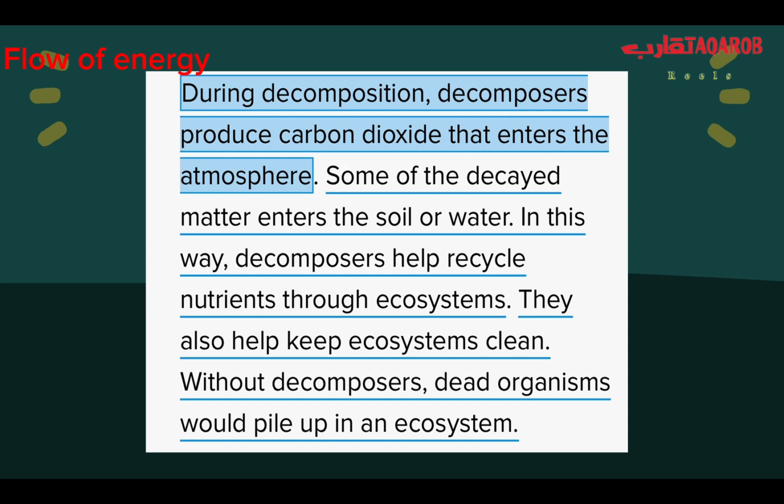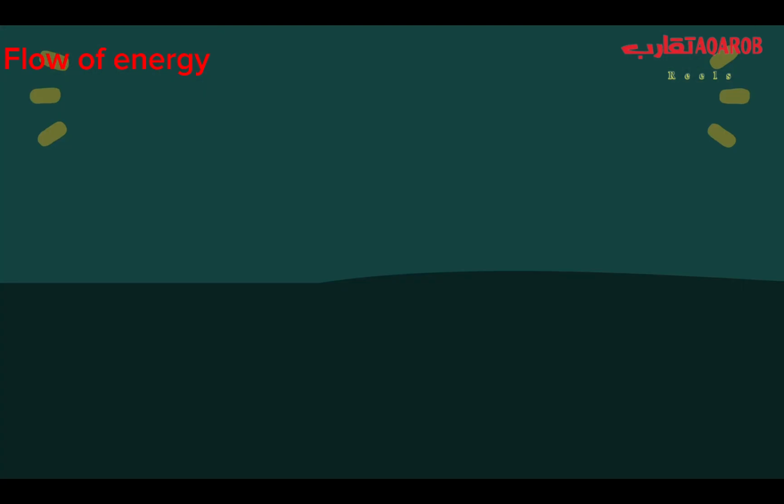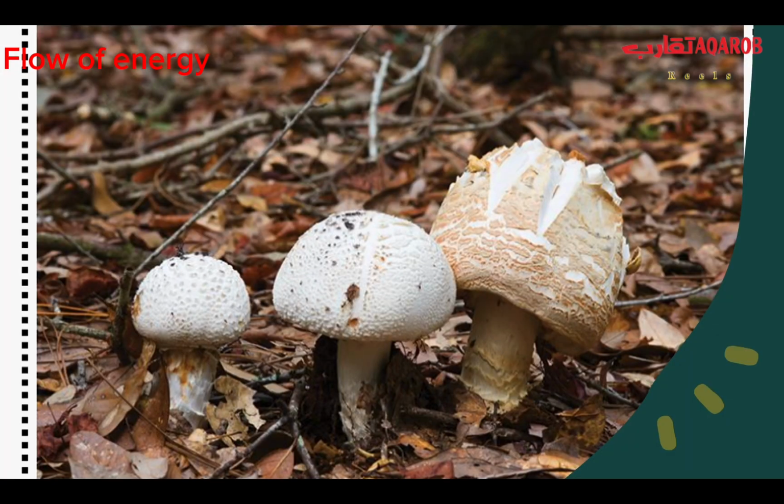During decomposition, decomposers produce carbon dioxide that enters the atmosphere. Some of the decayed matter enters the soil or water. In this way, decomposers help recycle nutrients through ecosystems. They also help keep ecosystems clean. Without decomposers, dead organisms would pile up in an ecosystem. So this mushroom, for example, is an example of a decomposer.